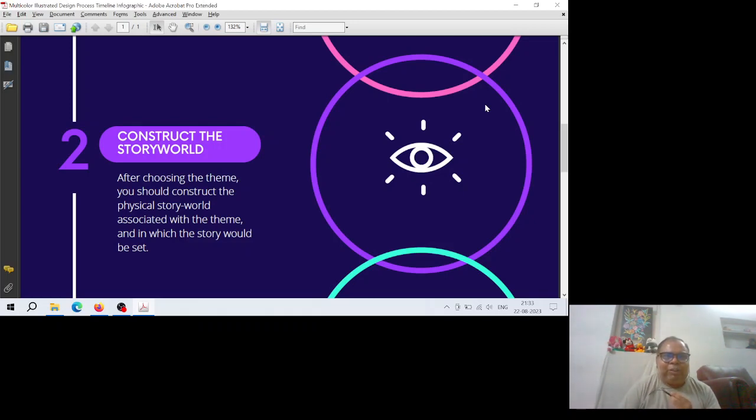This particular physical story world is going to be the hallmark of the story because the entire action is going to be based in this particular story world, and therefore care has to be taken to properly delineate what are the important elements of this physical story world, so that the reader can carefully understand where exactly the story is taking place.